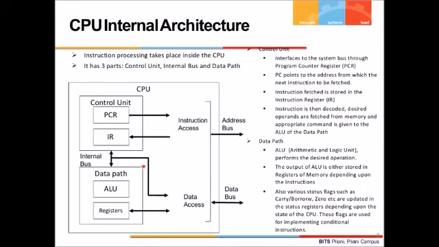Then the control unit, what happens here? Once the instruction is issued, then the operation can happen in the data path. But which instruction to issue? From where will we get it? So there is something called the program counter register. It is called PCR or PC, program counter. So the program counter points to the address from which the instruction has to be fetched. That is, the next instruction has to be fetched.